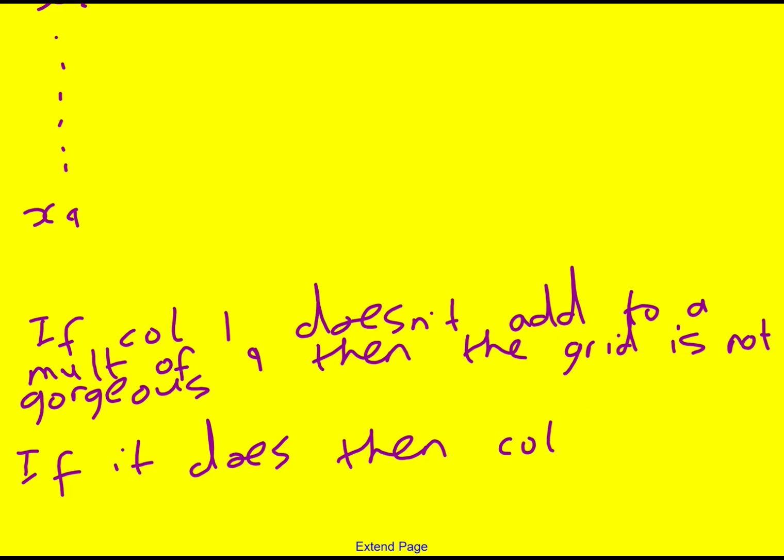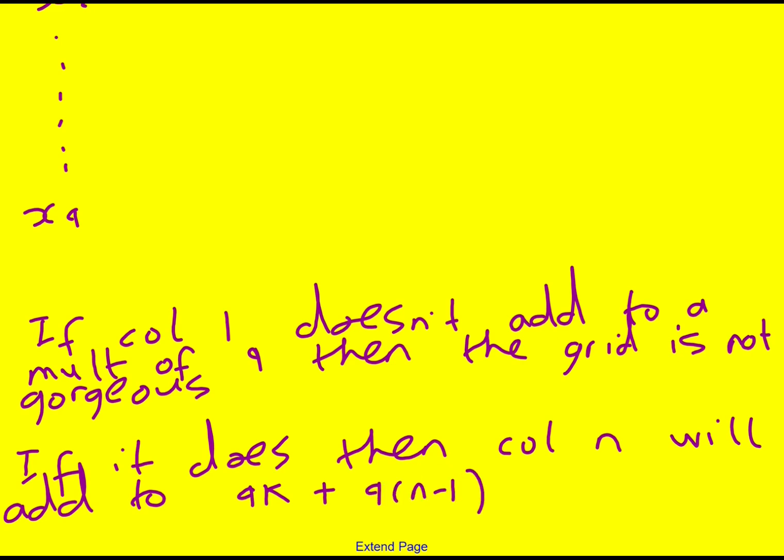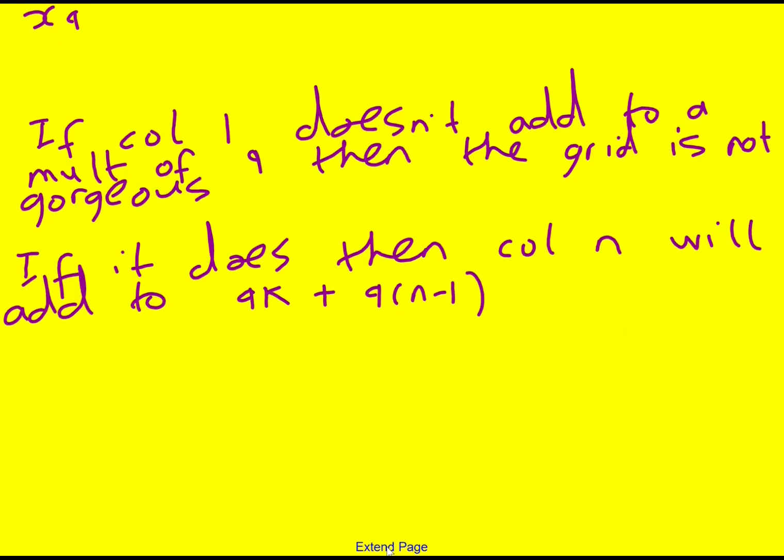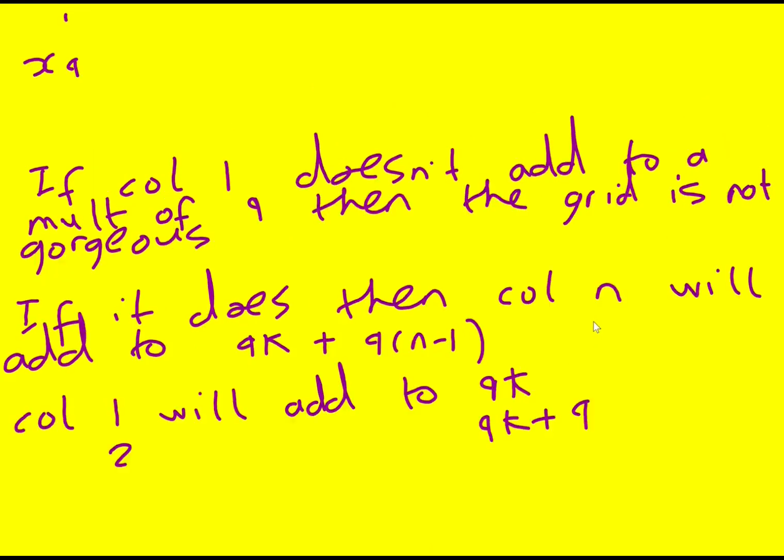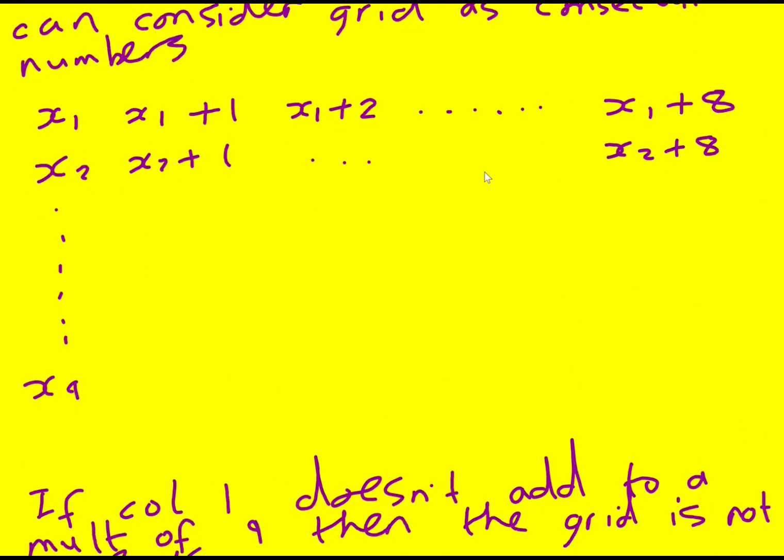then column n, let's say, will add to, let's call this, it's going to add to 9k plus 9 times n minus 1. So in the case of column 1, column 1 will add to 9k, column 2 to 9k plus 9. This is all in this world where we're just considering consecutive numbers.